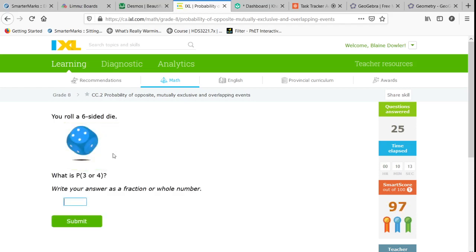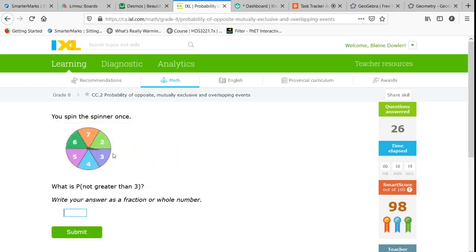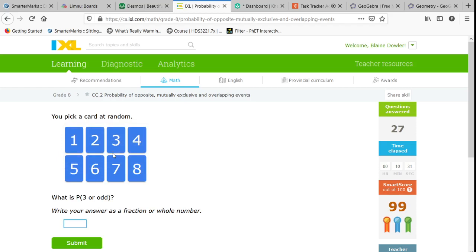Now you roll a 6-sided die. What's the probability they get either 3 or 4? That's 2 out of 6 or 1/3. It's the probability that your number is not greater than 3. That means it's either 2 or 3, which is 1/3 of the dial, 2 of the 6 options.